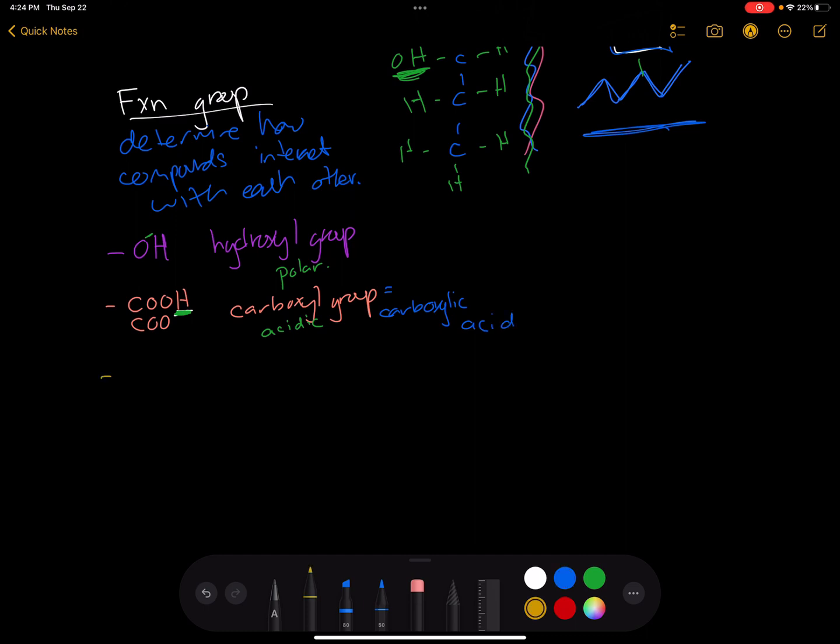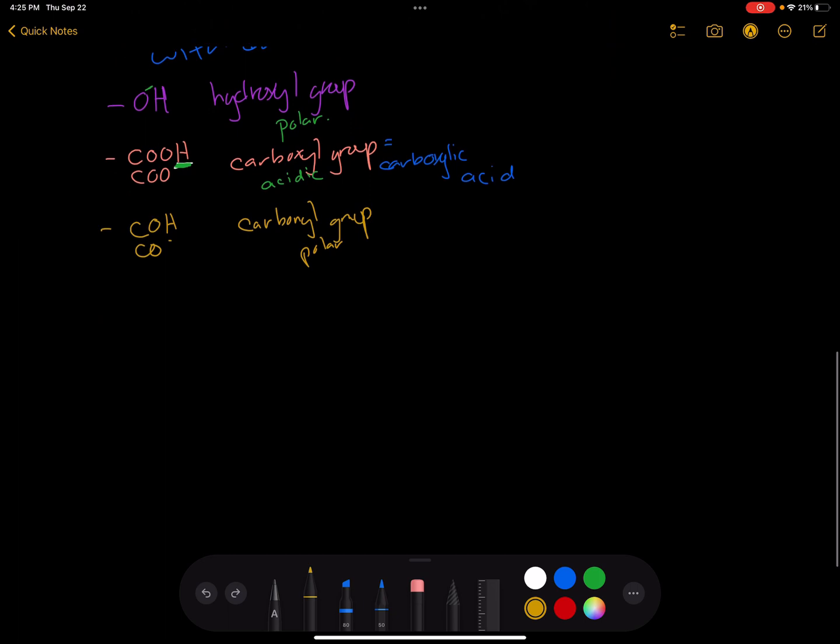All right, let's do our next one. Now this is either COH or CO. Its name is carbonyl. It's a carbonyl group. And because of these oxygens, we're just going to go ahead and classify it as a polar group.